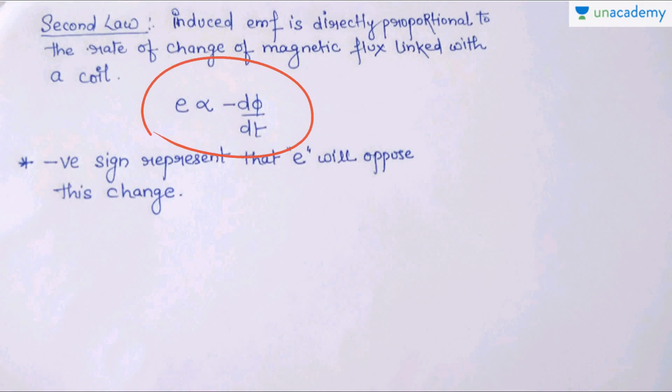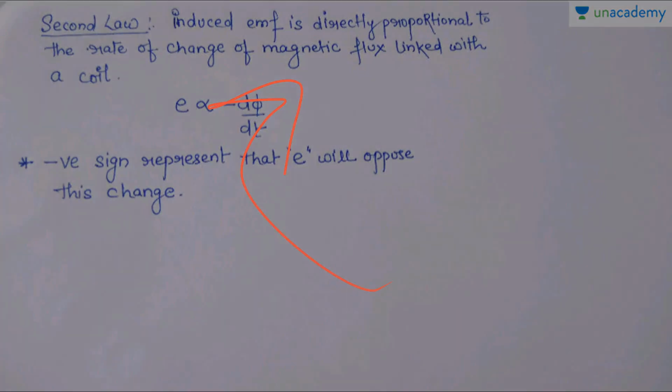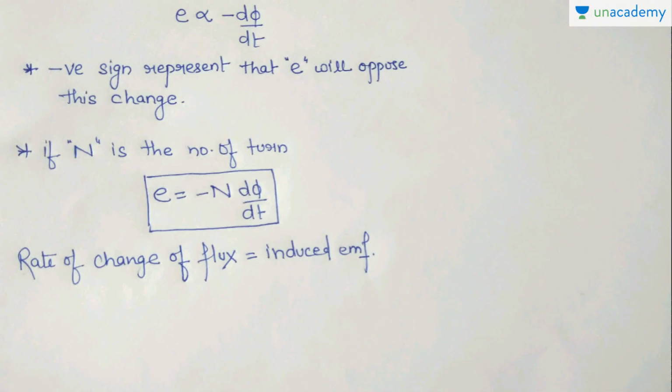So E is directly proportional to the negative of the rate of change of magnetic flux. Now what is this negative sign? This negative sign represents that this EMF will oppose this change. Whenever the flux changes, EMF will be produced, and this EMF starts fighting with this change, and tries to oppose the change which is generating it. So E is equal to minus d phi by dt.